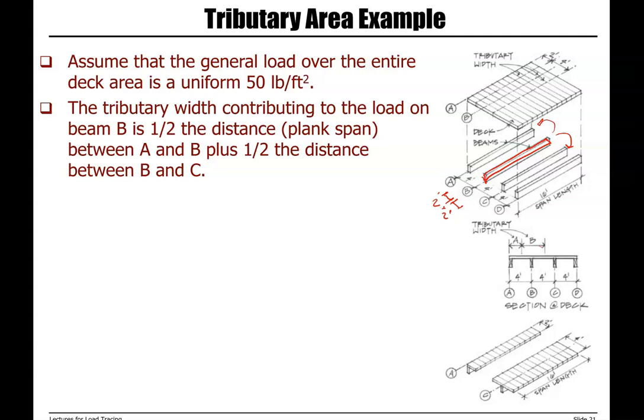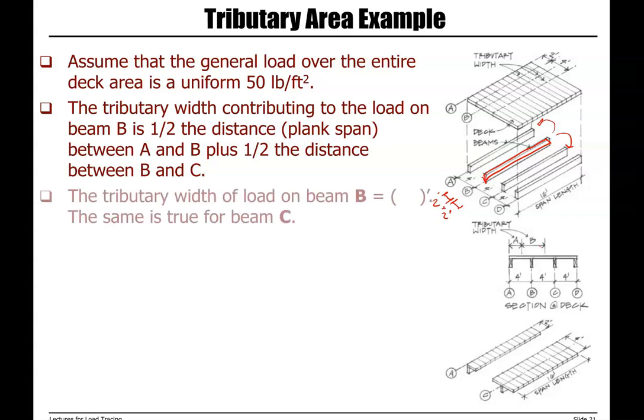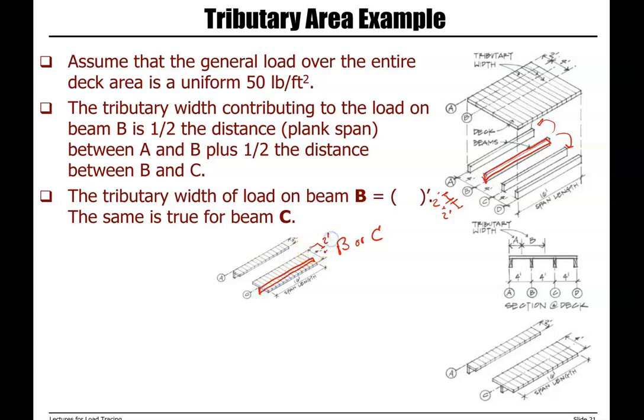Same thing for beam C. So for B or C, we have half of the distance on the left side and half of the distance on the right side, which gives us a tributary width of load on beam B or C of 4 feet. And then, so this was for B or C.